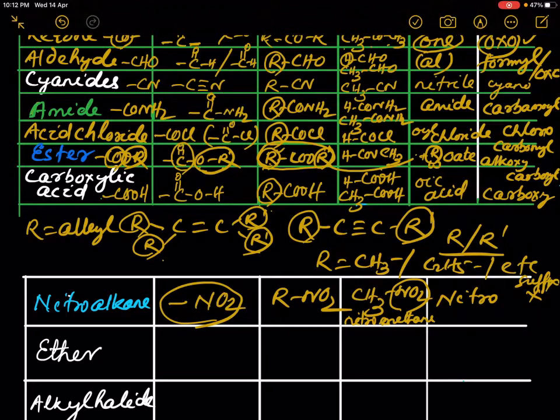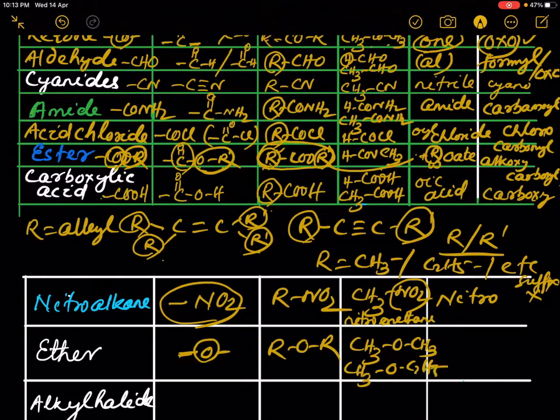For ether, the group there is O, a bivalent group, ROR, for example CH3OCH3, or you can write CH3OC2H5. Prefix is alkoxy. There is no suffix.